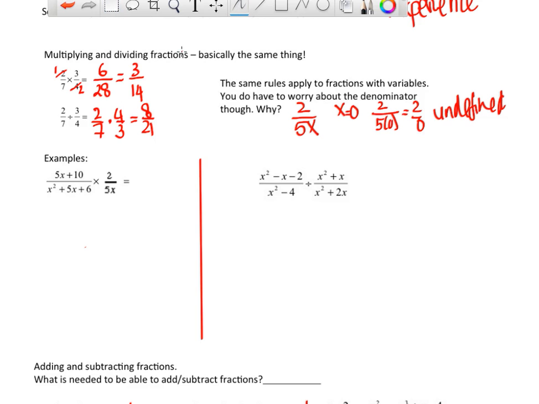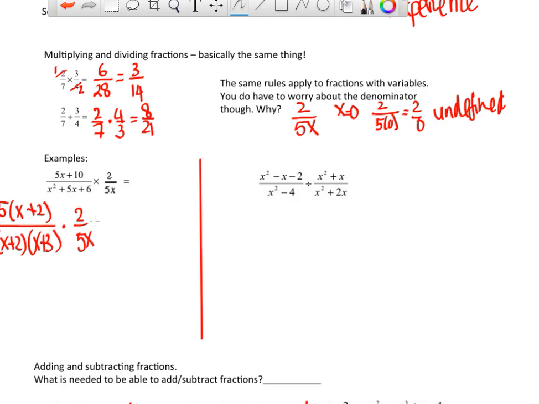Alright, so let's multiply. Especially on these, before you multiply, look for factoring both in the top and the bottom. So here, 5x and 10, well, they both have a 5. So take it out. That leaves you with an x plus 2 times 5, over, and then here, x squared plus 5x plus 6. So two numbers that multiply to 6, 2 and 3, they add to 5. So we get x plus 2 and x plus 3. Okay. Times 2 over 5x.